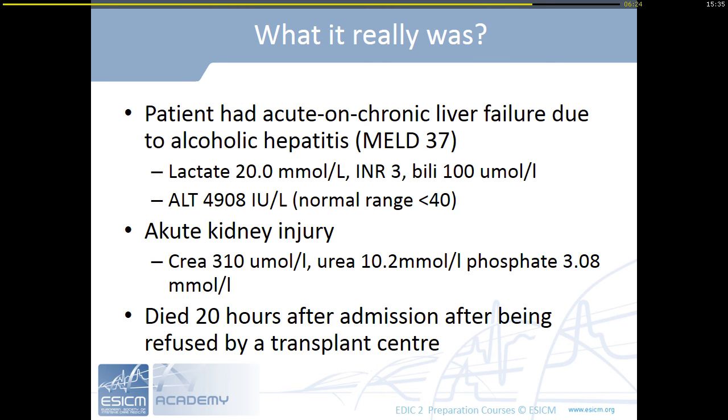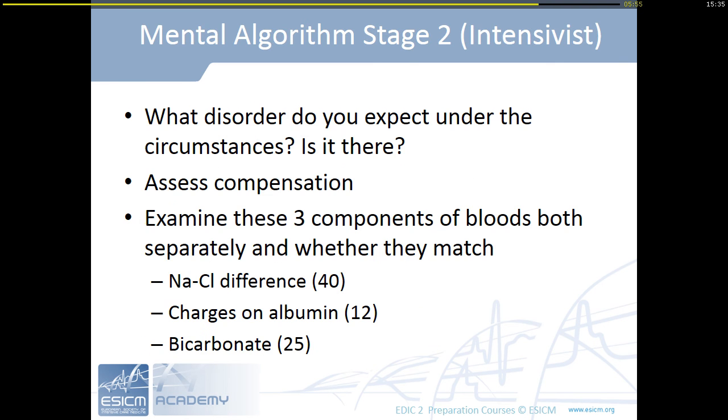What it really was: this patient had a lactate level of 20, INR 3, bilirubin of 100, and liver function tests in thousands, and it was acute on chronic liver failure, and he was refused by the transplant center because of ongoing alcohol abuse, and he died 20 hours later. With this nice gas, okay?